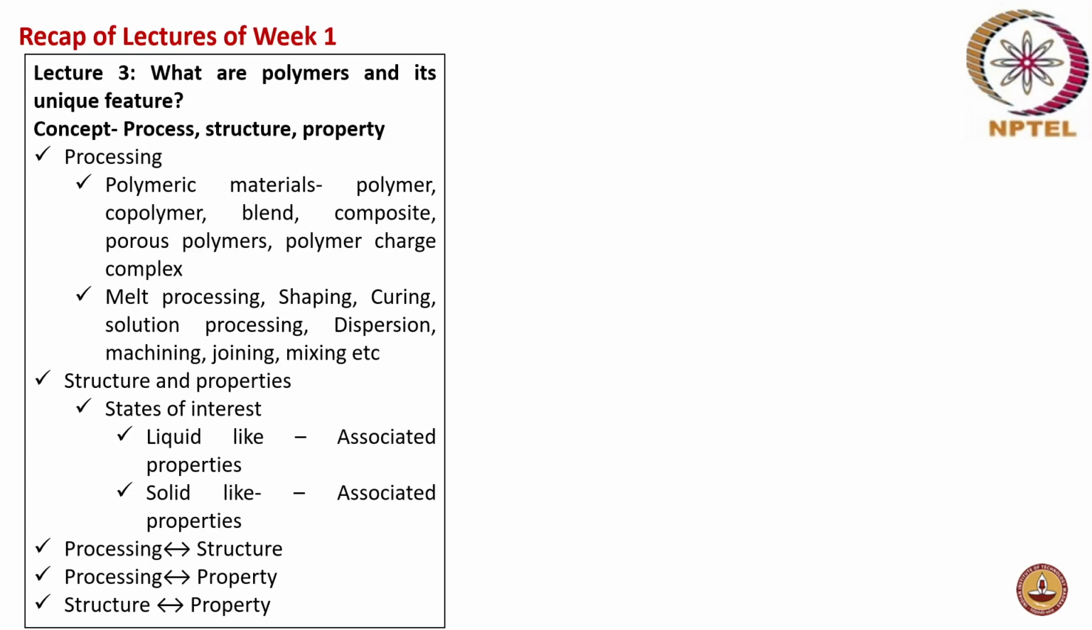What are the associated properties? And how does a particular way of processing lead to a particular type of structure or orientation of polymer molecules, or how does processing affect the property, or how does the structure affect the property? These aspects were discussed in this lecture. For example, the biaxial stretching of BOPP was discussed, and how it helps in orientation, which is nothing but your structure. Different aspects of these were discussed in this lecture.